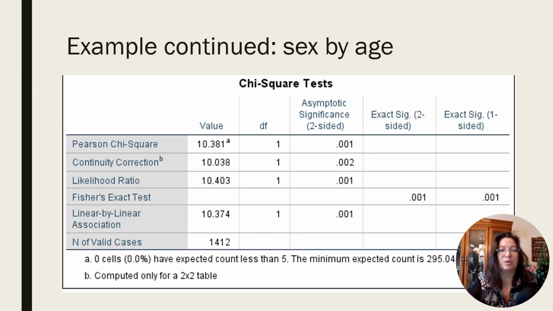And the one that we want to read is this one here, the Pearson chi-square. This is going to tell us that this is our chi-square value, 10.381.